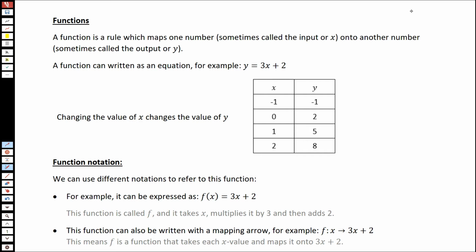A function is a rule which maps one number, usually called the input, onto another number, usually called the output. Now we shall use letter x to represent the input and y to represent the output. So a function can be written as an equation. For example, y is equal to 3x plus 2. Now this is an example of an equation of a straight line.